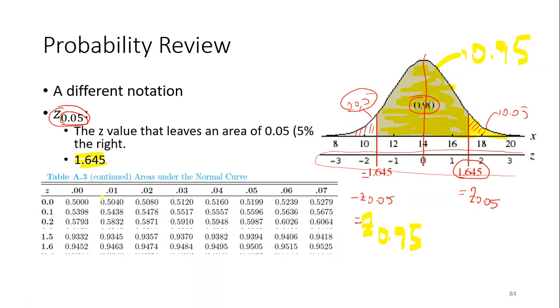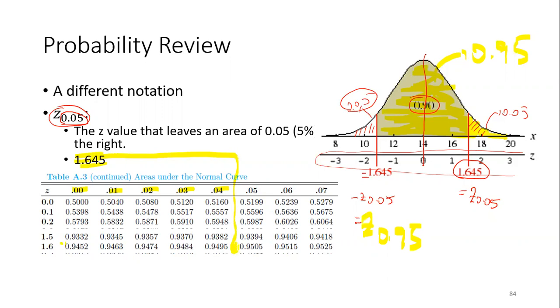Or for example, let's try to find Z, see 1.645. If you just look here, this is 1.60, 1.62, 1.63, 1.64. So 1.645 is somewhere in between here.